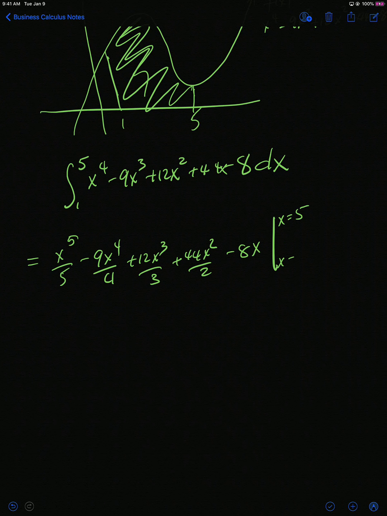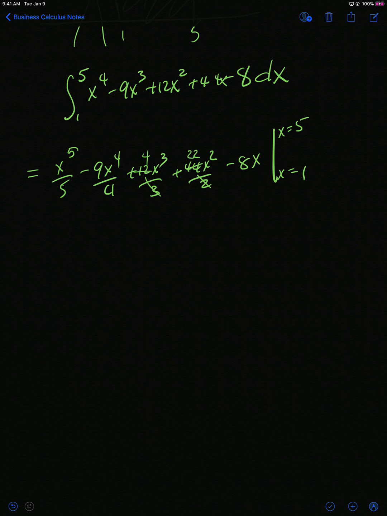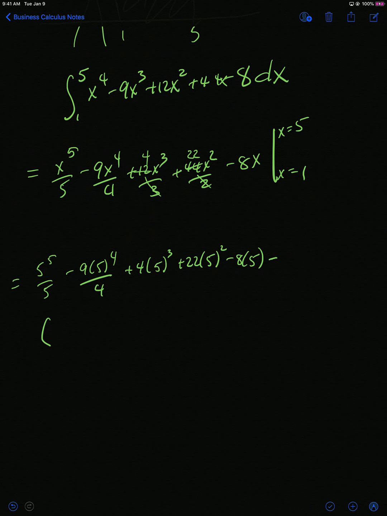We have to plug in 5, and plug in 1, and then subtract the 2 answers. The 12 and the 3 cancel to give us a 4. The 2 goes into 44 22 times. So that's going to be 5 to the 5 over 5 minus 9 times 5 to the 4 over 4 plus 4 times 5 cubed plus 22 times 5 squared minus 8 times 5, minus the whole thing but plugging in 1: 1 to the 5 over 5 minus 9 times 1 to the 4 over 4 plus 4 times 1 to the 3rd plus 22 times 1 minus 8 times 1.